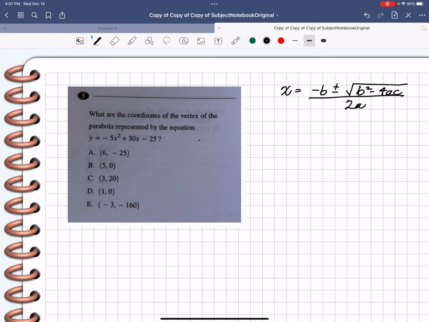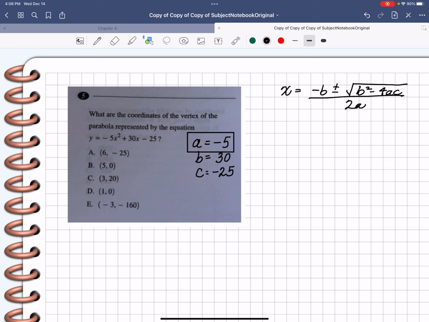But let me just remind you that a is going to be -5, b is going to be +30, and c is going to be -25. So if you wanted to solve this equation, you could using those values. But what I am very interested in is this to start with.